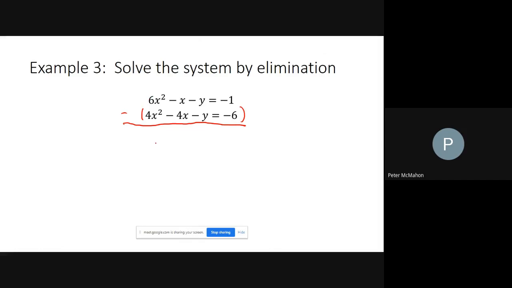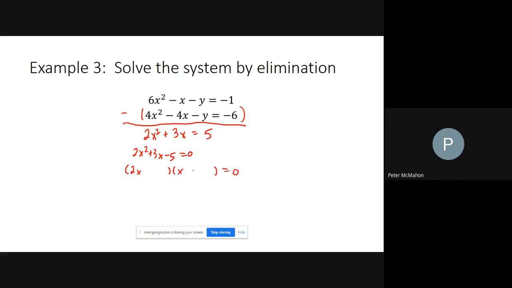6x squared minus 4x squared is 2x squared. Negative x minus negative 4x is positive 3x. The y's eliminate. Negative 1 minus negative 6 is 5. So now I'm left with a quadratic equation with one variable. I'm going to bring the 5 over: 2x squared plus 3x minus 5 equals 0. And I'm going to factor this.